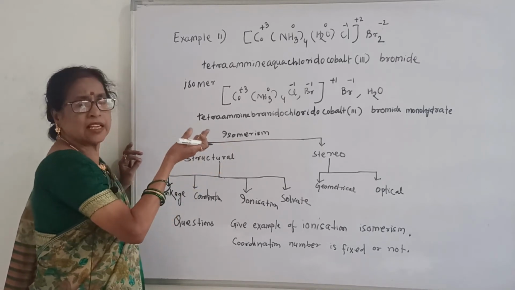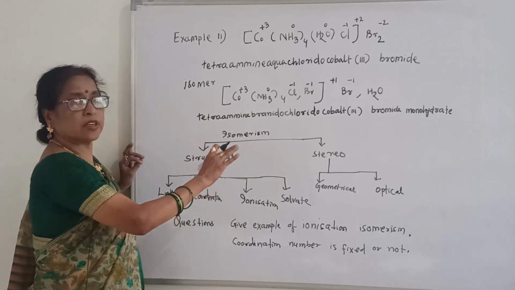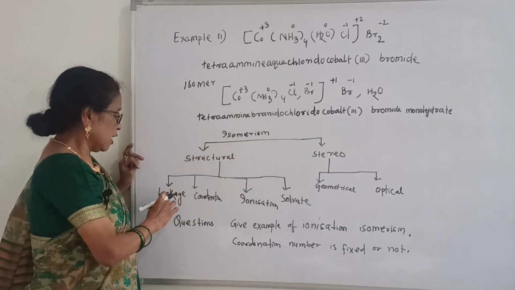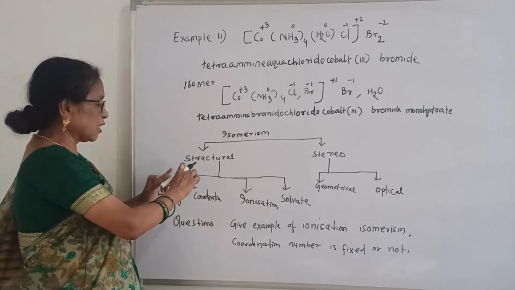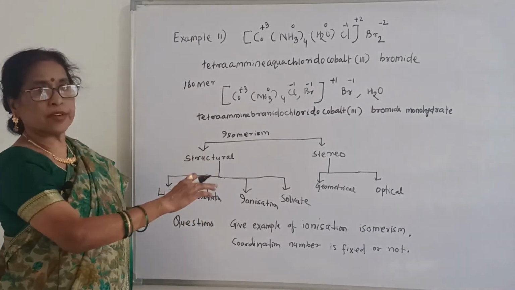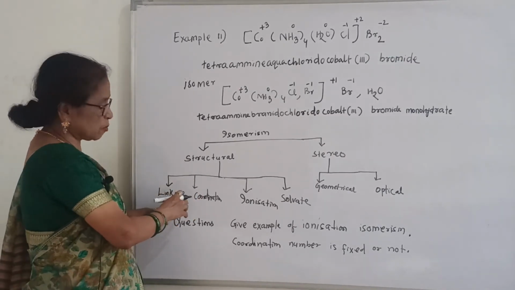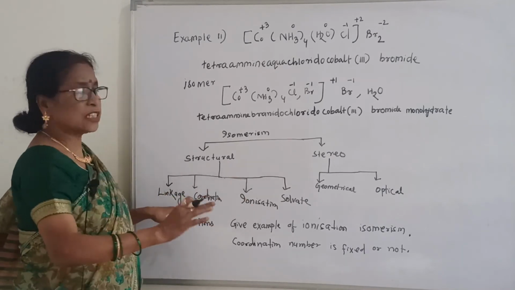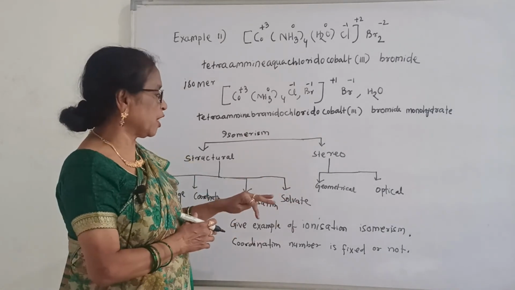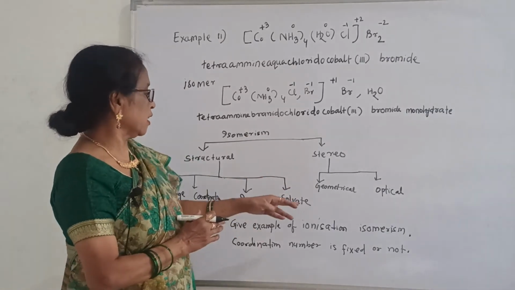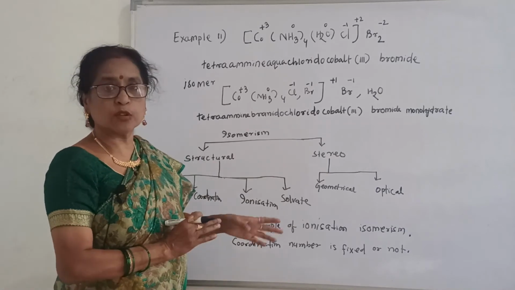So in conclusion, isomerism has 2 types, structural and stereo. Stereo we have not started till now. In structural, linkage, coordination, ionization and solvate isomerism are there. One by one, in one video I have explained linkage isomerism, in another video another type. Similarly, each video contains one isomerism. And stereo has 2 types, one is geometrical, the other is optical. In geometrical also we will read cis and trans like this. Optical also we will read.